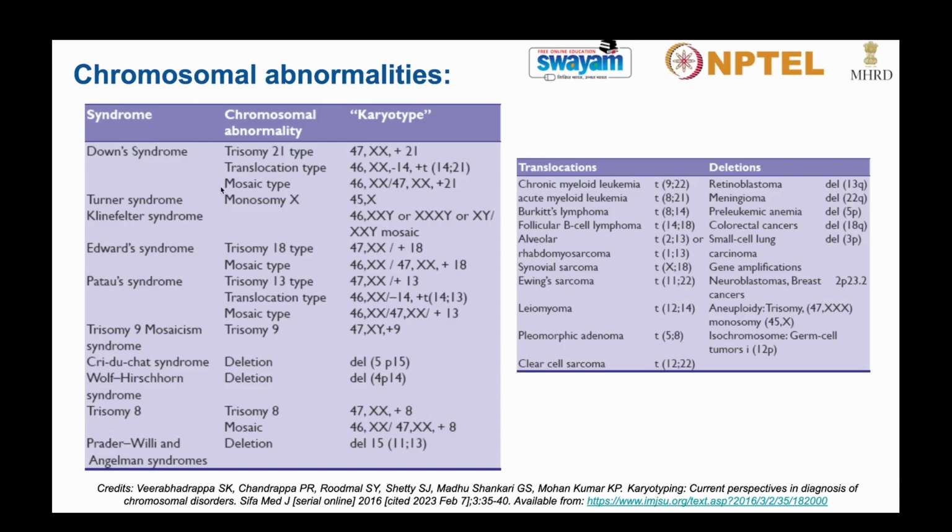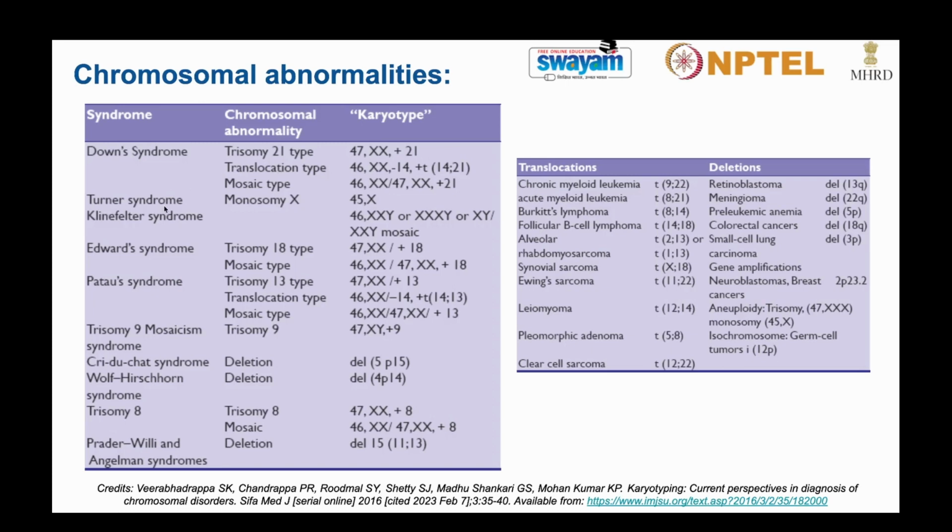And then there is a certain term which is mosaic type. Mosaic type means in two different cells, two different types of karyotype are observed. So in one cell, you observe 46,XX, and in another, you observe 47,XX with an extra copy of 21 present. So this is Down syndrome. But mostly whenever we talk about Down syndrome, we always talk about the trisomy of chromosome 21.